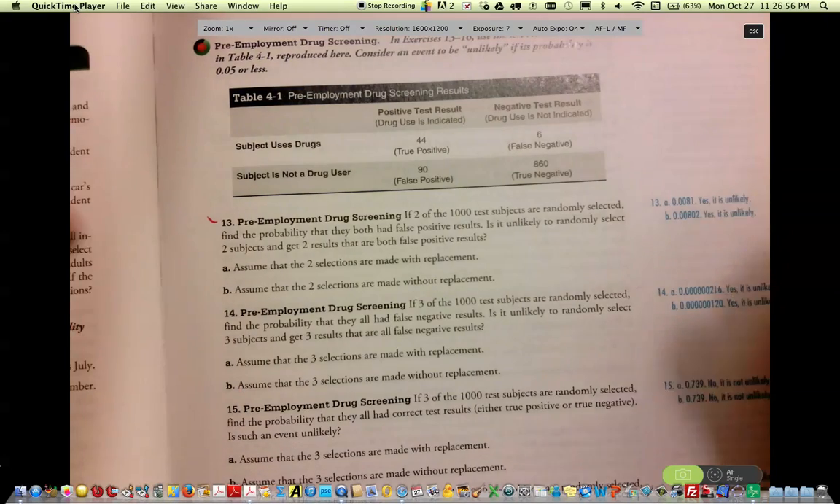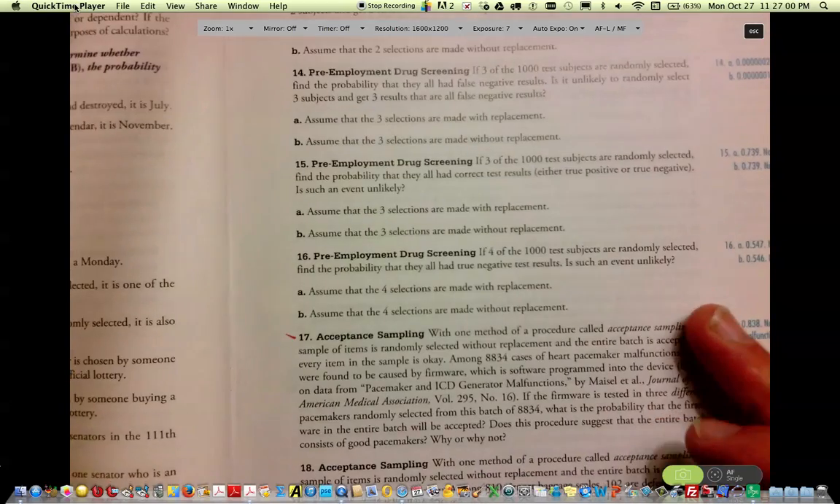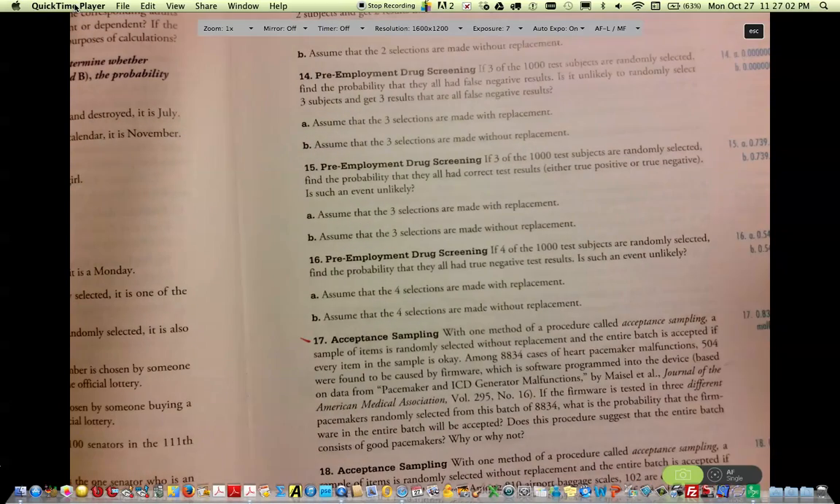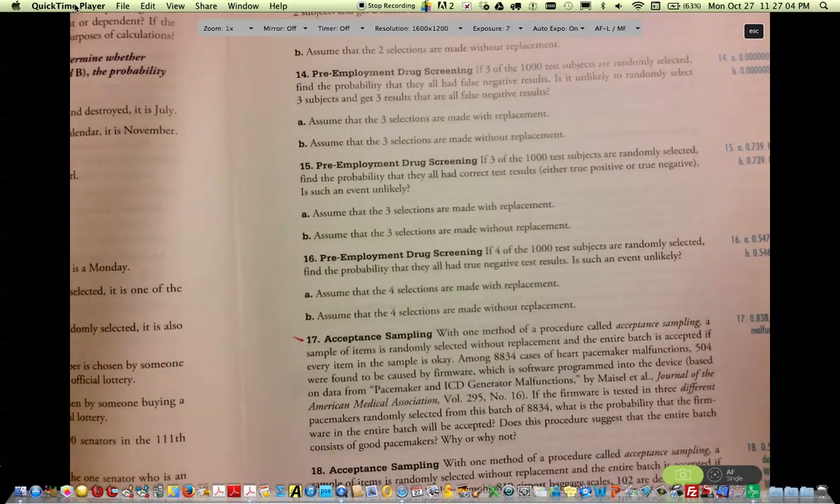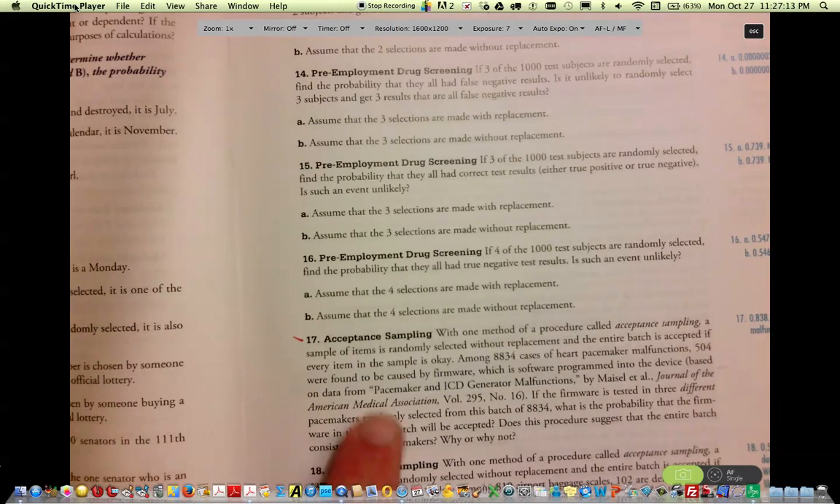Now, I want to take a look also at number 17 in the same assignment. Number 17 is really kind of making decisions using statistics, and that's one of the things that we want to get to by the end of this course, is to be able to collect some data and make some decisions based upon the data.